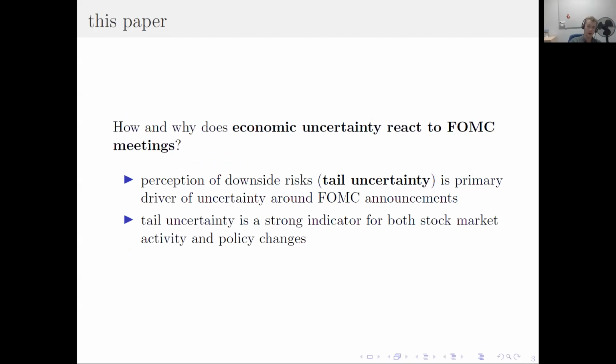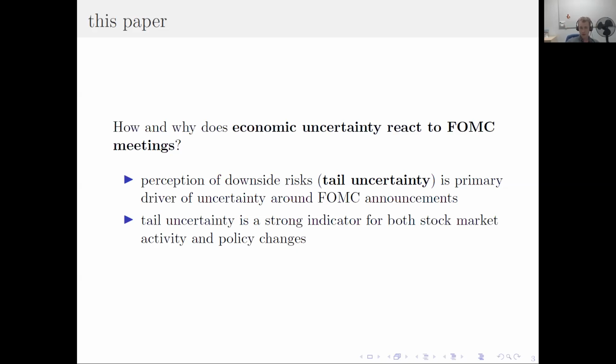So our paper basically revolves around one central research question, which is twofold. How and why does economic uncertainty react to FOMC meetings? We will try and answer the first part by looking at the behavior of economic uncertainty around these monetary policy meetings in the US. And what we will find is that this pattern that we observe, so this increase in uncertainty and most importantly, the resolution of uncertainty at the announcement time, is basically only driven by the perception of downside risks, which we dub tail uncertainty.